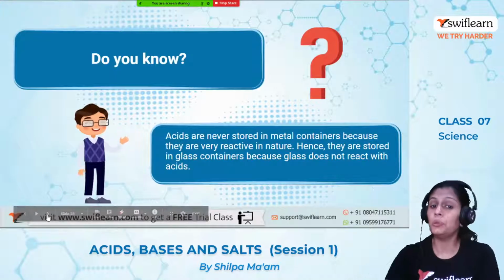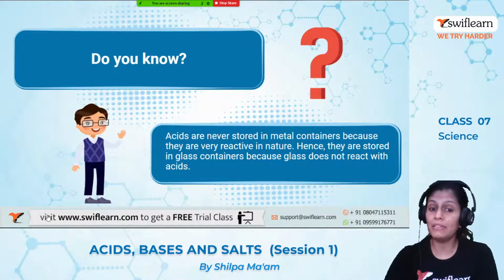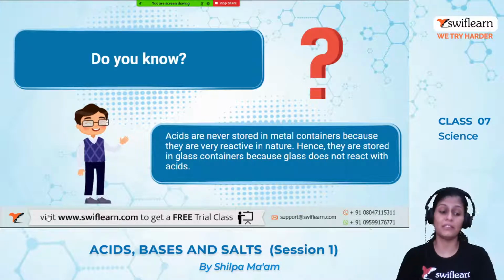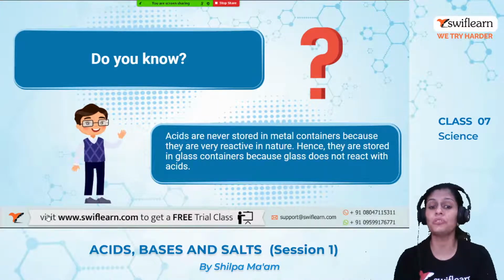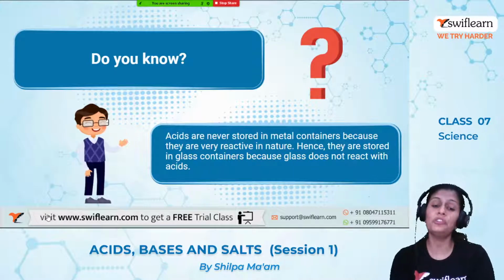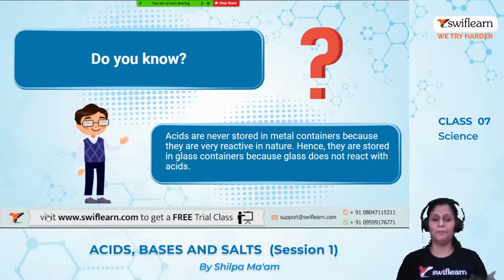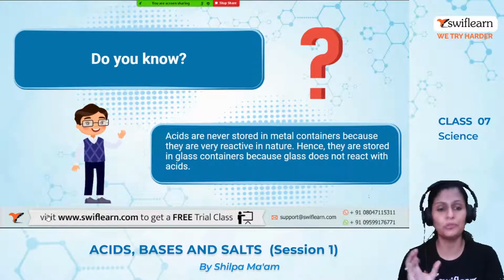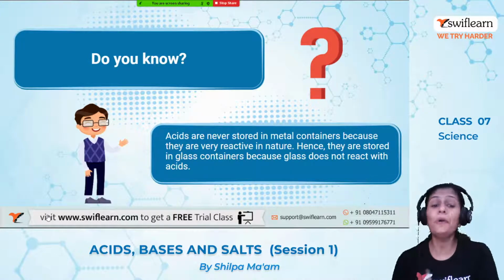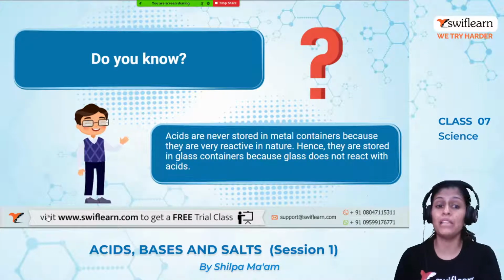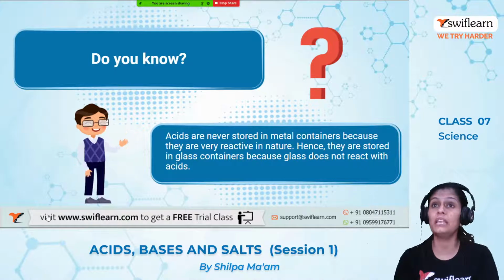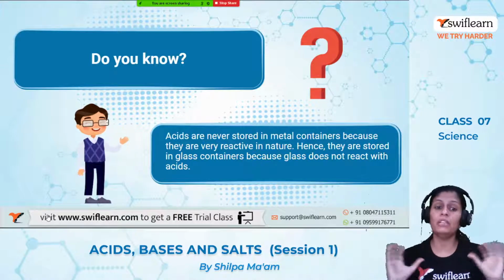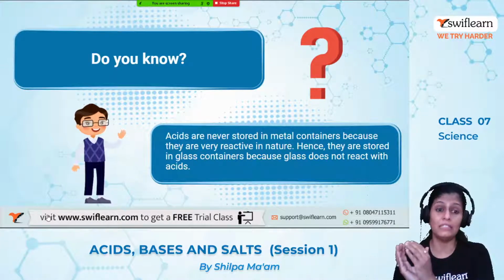Now, do you know that acids are never stored in metal containers because they are very reactive in nature, and hence they are stored in glass container because glass does not react with acids. Now, when we talk about the storage, because you have acids, you have bases, you will have to store them somewhere. How will you store it? If you go to the laboratory and have a look, you see that in the laboratory all the acids are there in glass containers. Why?